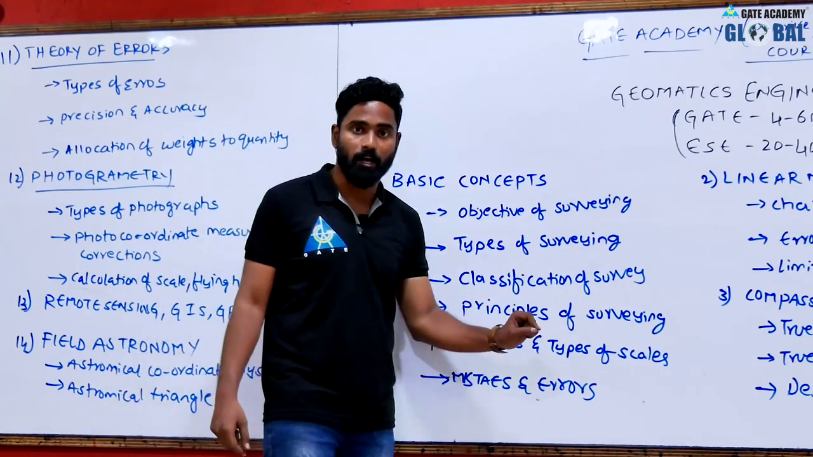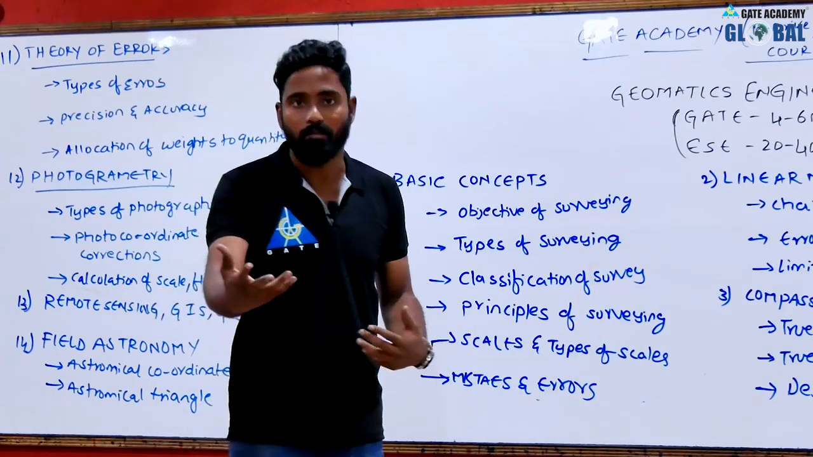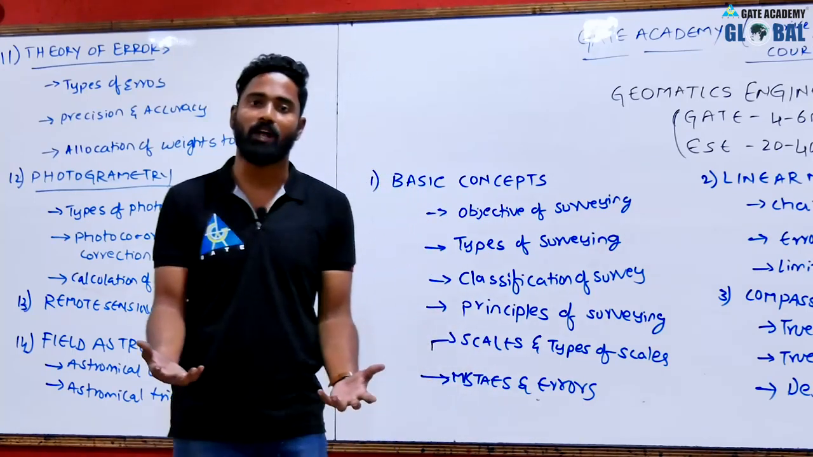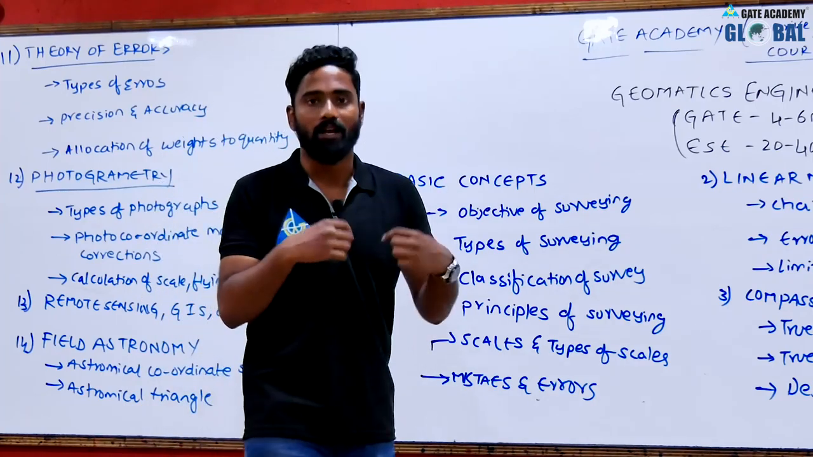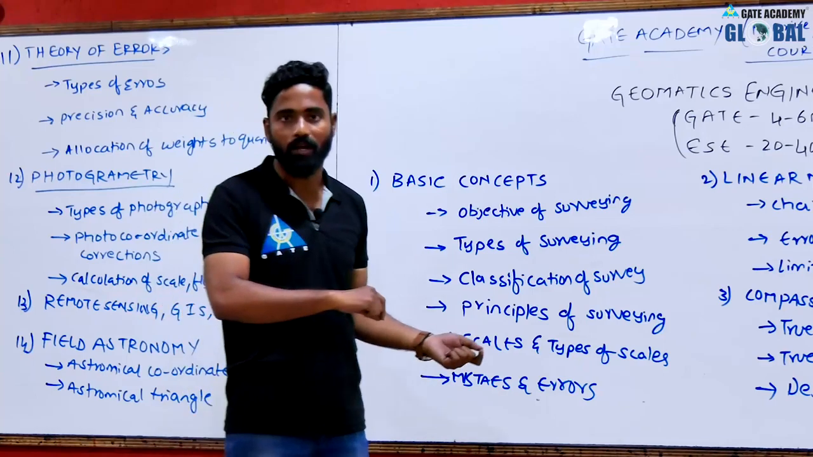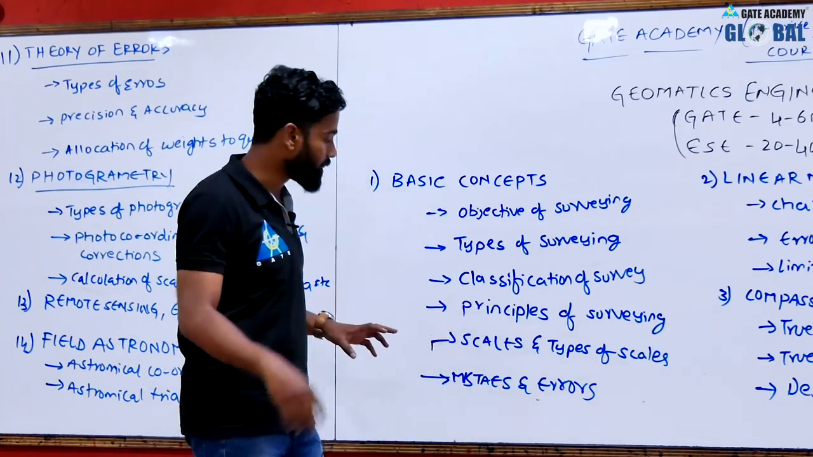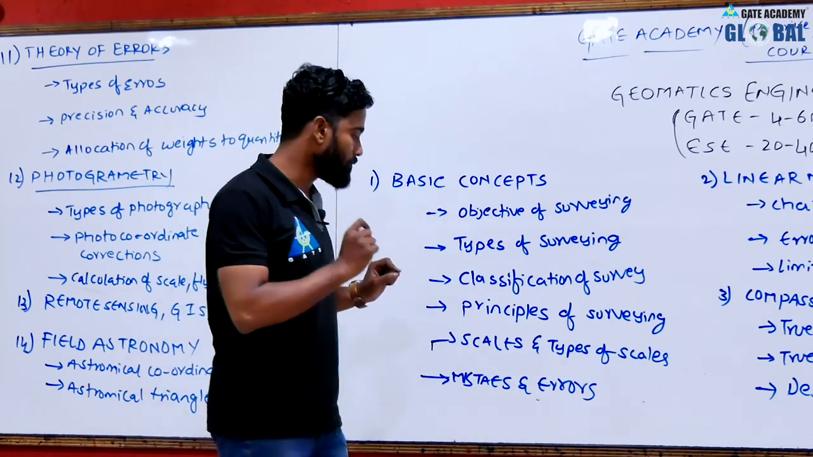Next, scales and types of scales. What exactly is scale? Generally you would have heard scale is map distance by the ground distance. That is the scale, that is representative fraction. And by using that, we are going to generate different types of scales, like linear scale, diagonal scale, vernier scale, retrograde vernier, and the combined scale, right? So there are different scales that come into the picture. That will also be discussed in detail.